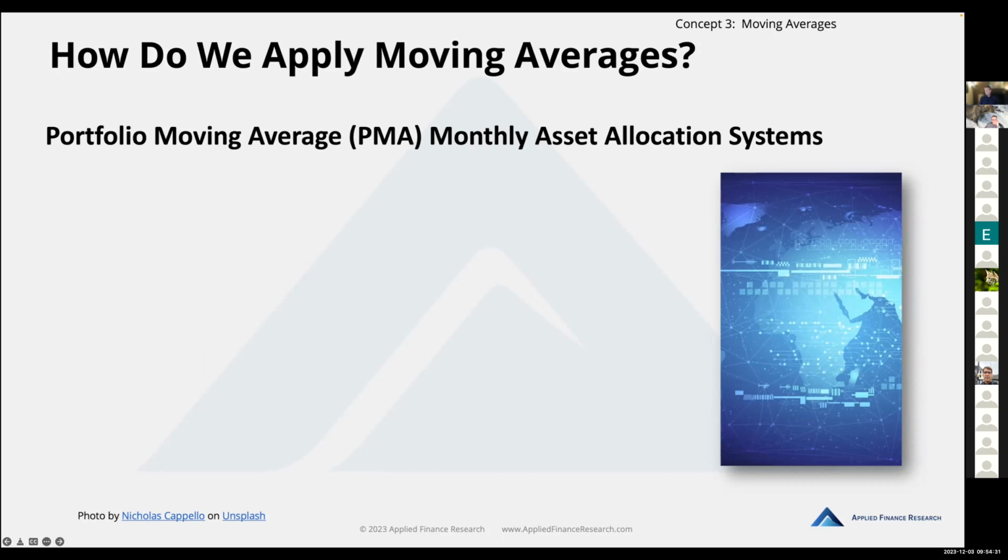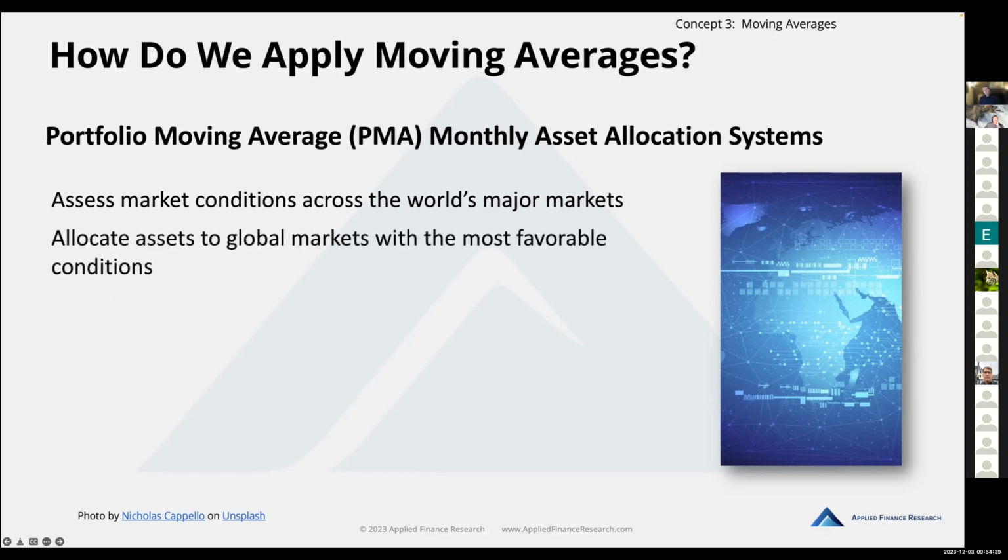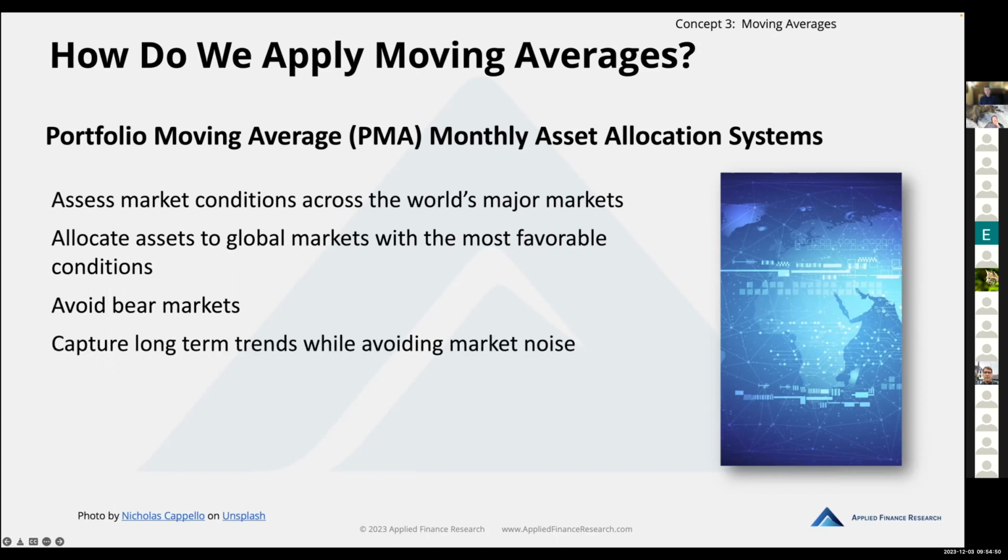And in these systems, moving averages help us in a number of ways. So we use moving averages to assess market conditions across the world's major markets. We allocate assets to the global markets with the most favorable conditions. We use moving averages to avoid major bear markets while also capturing long-term trends and avoiding market noise.